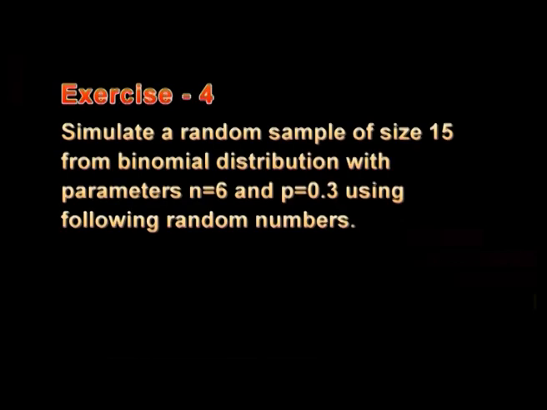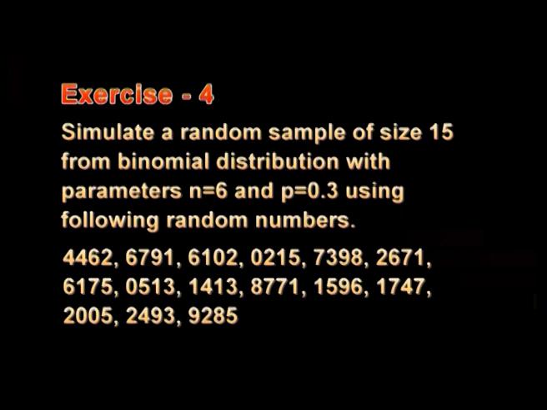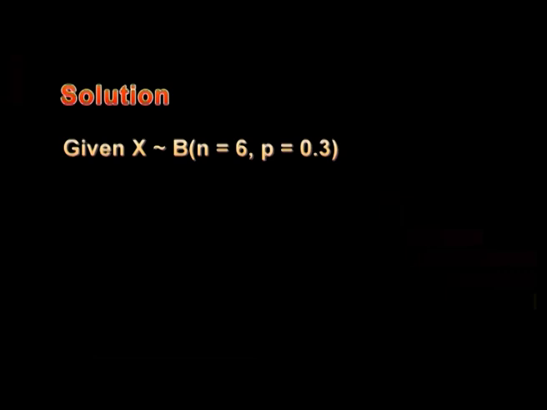Simulate a random sample of size 15 from binomial distribution with parameters n is equal to 6 and p is equal to 0.3 using the following random numbers: 4462, 6791, 6102, 0215, 7398, 2671, 6175, 0513, 1413, 8771, 1596, 1747, 2005, 2493 and 9285.